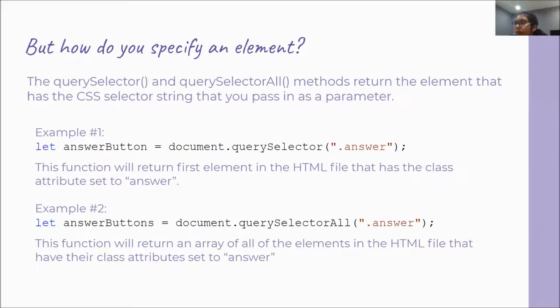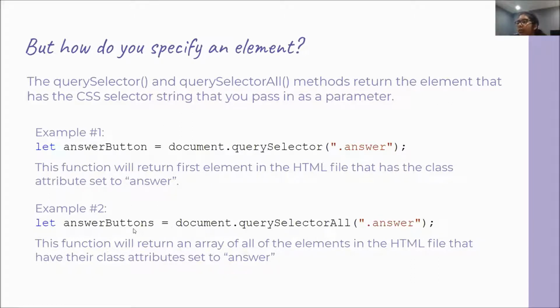So if I have a paragraph element that I've given the class attribute of answer, then this is going to return that element to answerButton. What querySelector does is it returns the very first element that has the class answer. And this dot shows you that you're looking for a class and not an ID. And so answerButton is going to refer to just that single element.